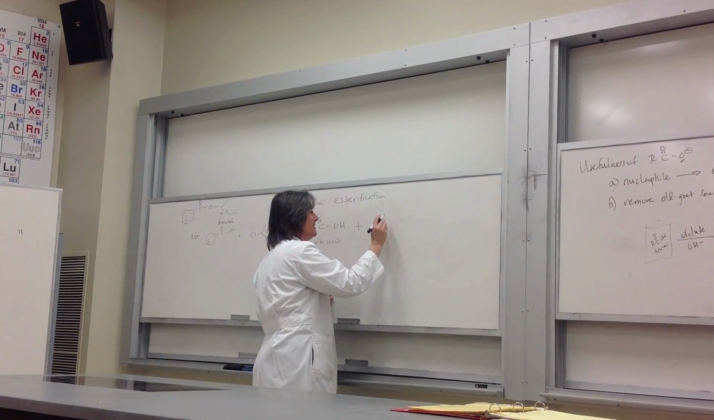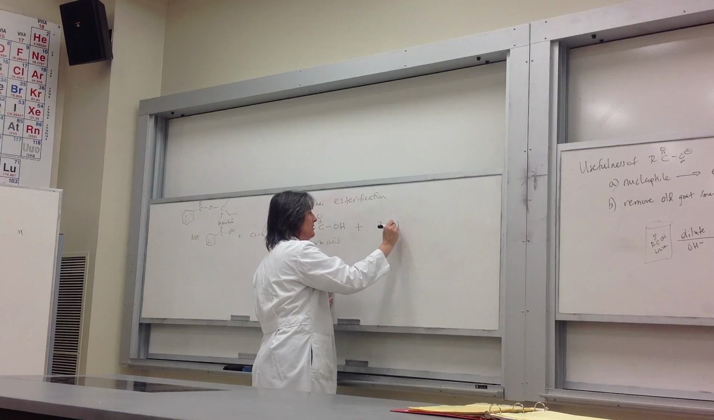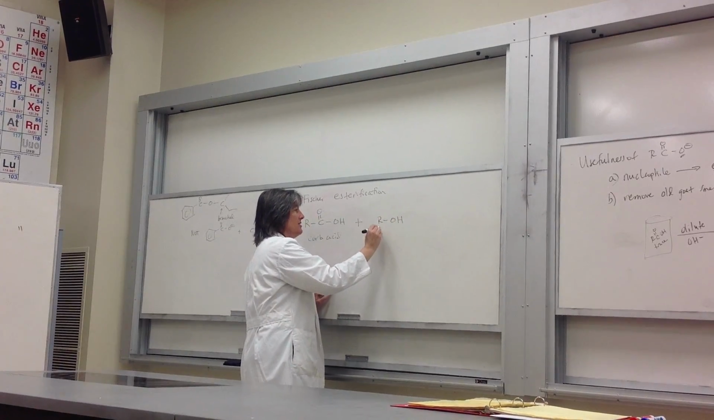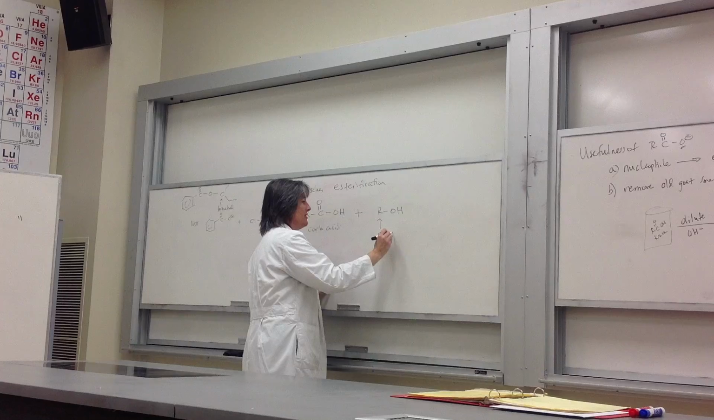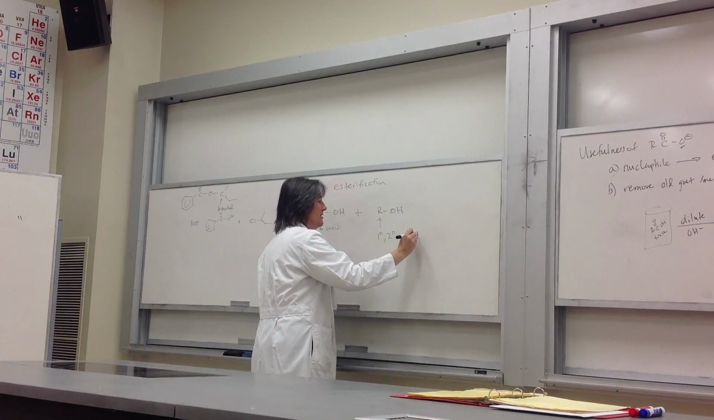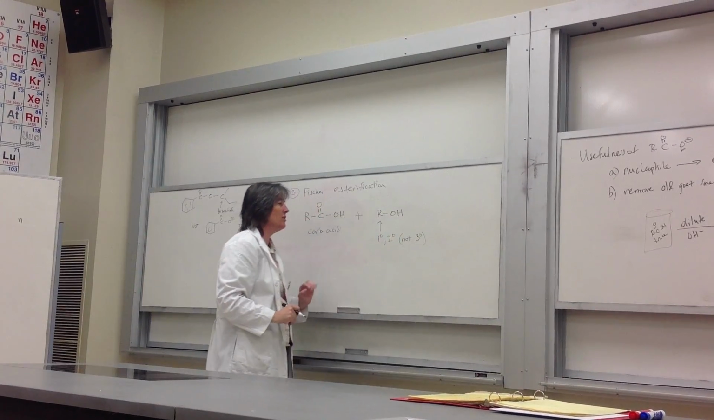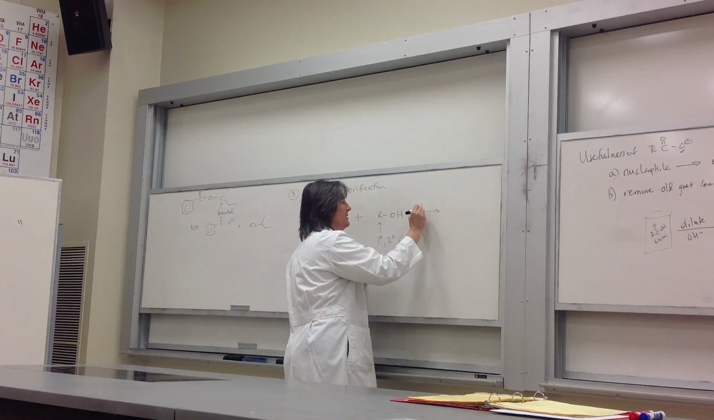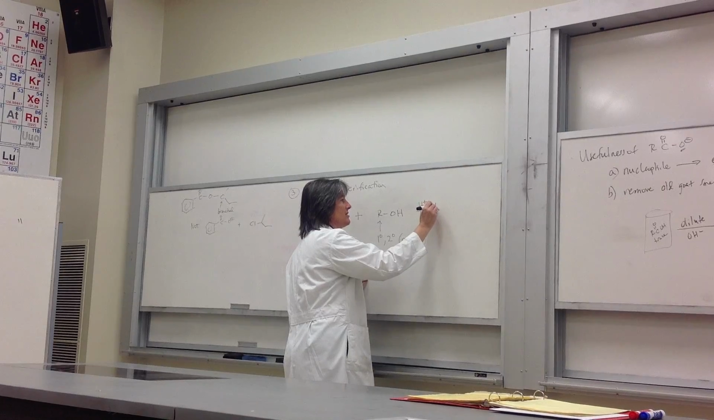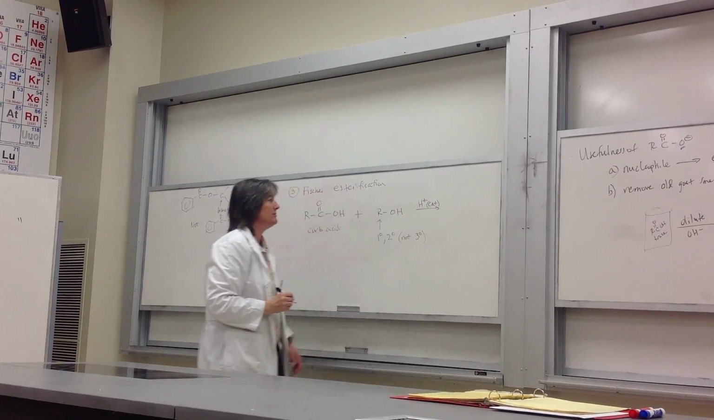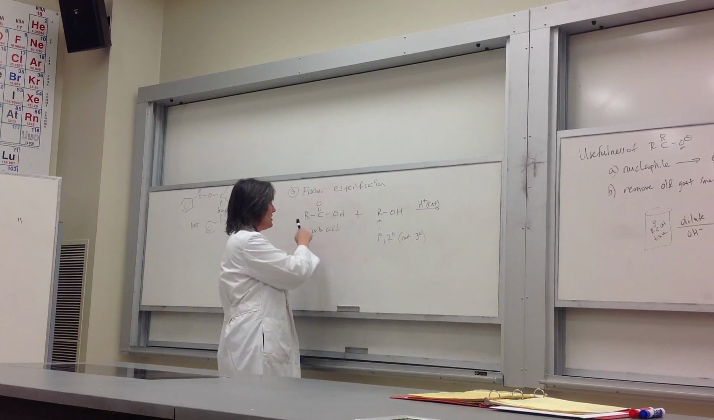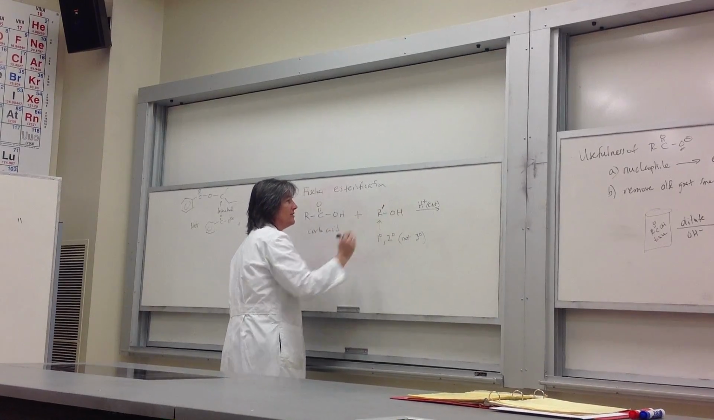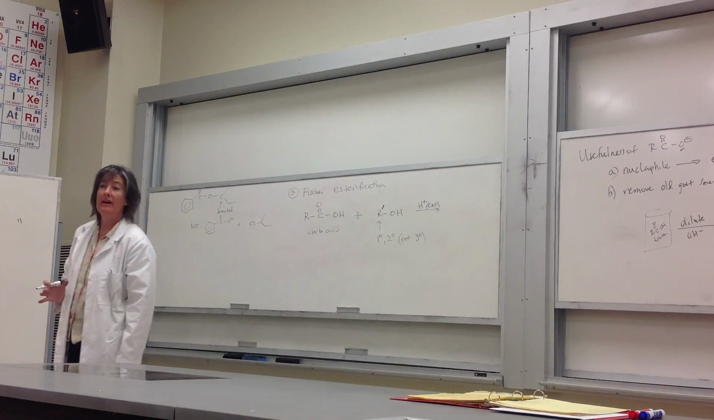You add to it an alcohol. This R group can be primary, secondary, not tertiary, so it won't work. You add an acid catalyst. And to differentiate the two R groups, put a prime on that one, so we know they're different.